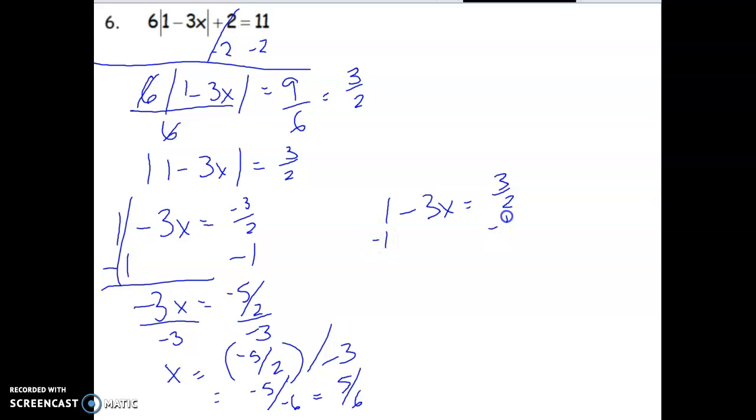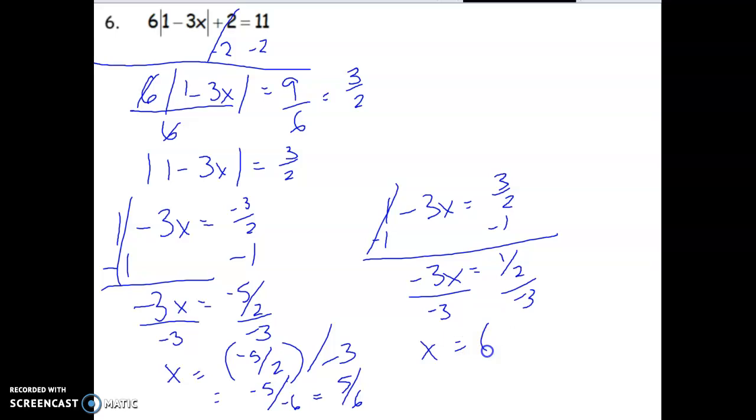All right, let's do this one. Subtracting 1 from both sides. 3/2 minus 2/2 is 1/2. Divide by negative 3. All right, again, be really careful about how you put that in your calculator. Putting that fraction in parentheses, and you're going to end up with negative 1/6 because a positive divided by a negative is a negative.